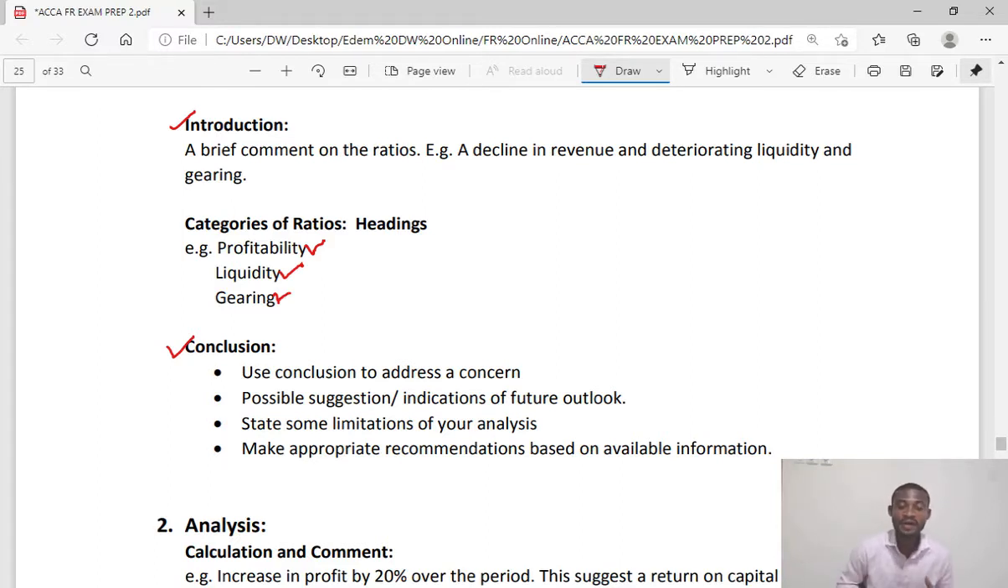Then you can make recommendations, or sometimes you will be asked for advice to be given to the entity's directors. So conclusion is very important, and do not overemphasize that. You have to address the particular issues in the question. Great.